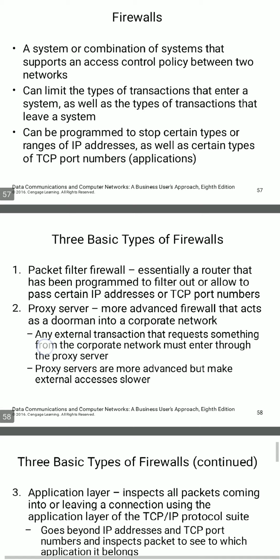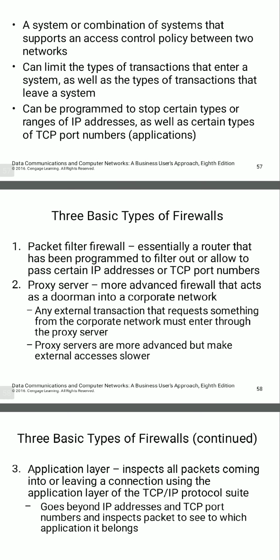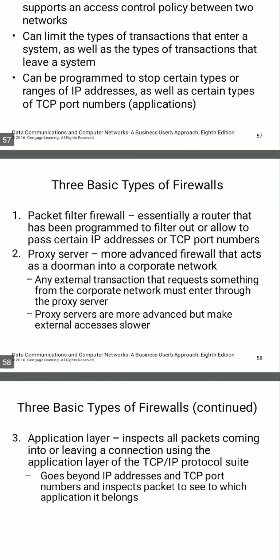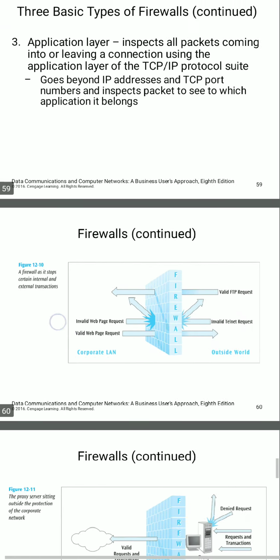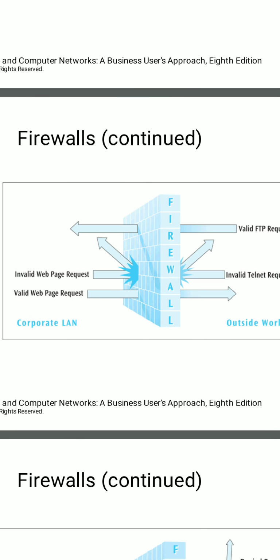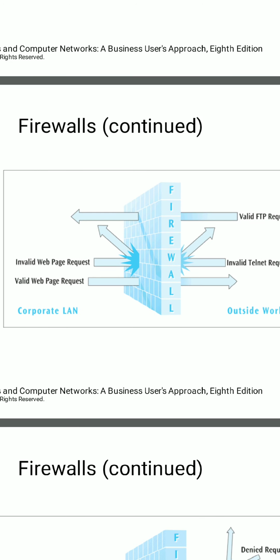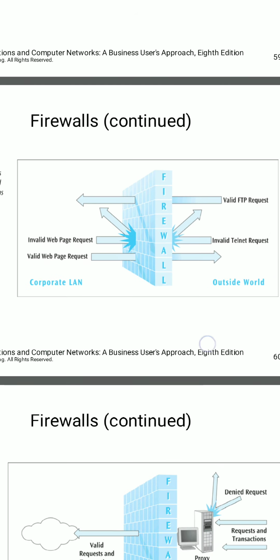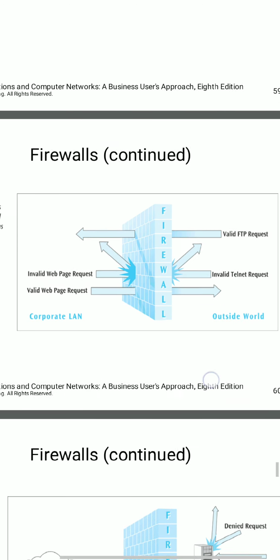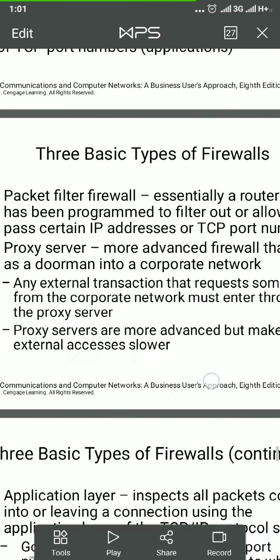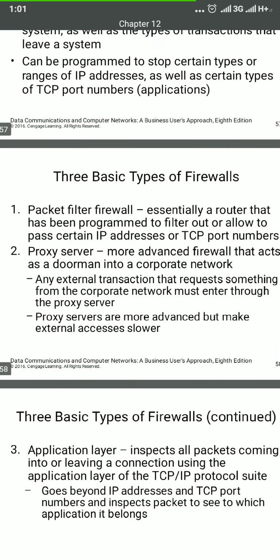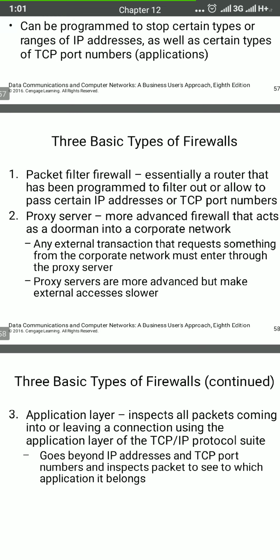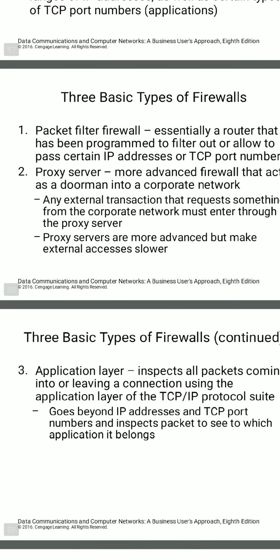The firewall can limit users on the internet from accessing certain portions of a corporate network, and can limit internal users from accessing various portions of the internet. This figure basically explains how the firewall works. The firewall stops certain internal and external transactions, like an invalid web page request, which is simply denied by the firewall. Firewall systems have three basic types: packet filter firewall, proxy server, and application layer.